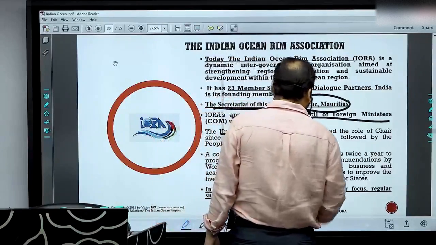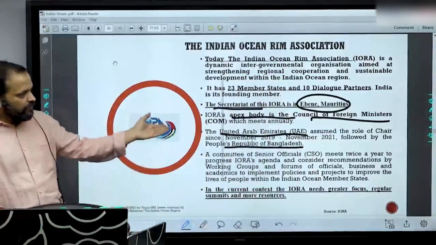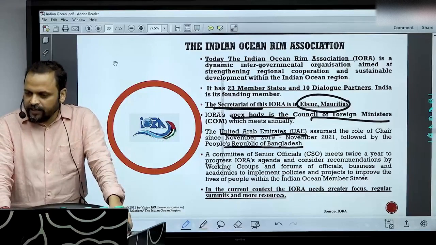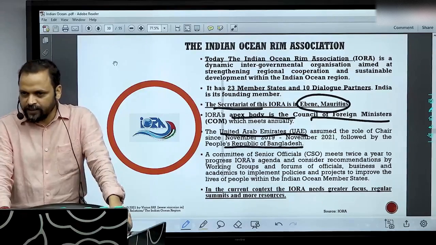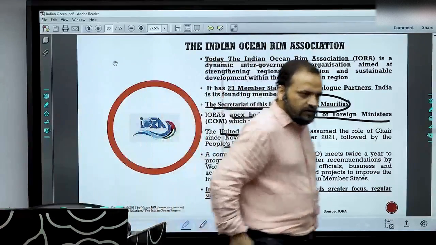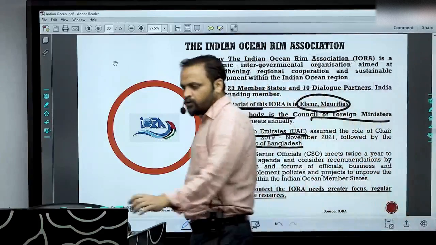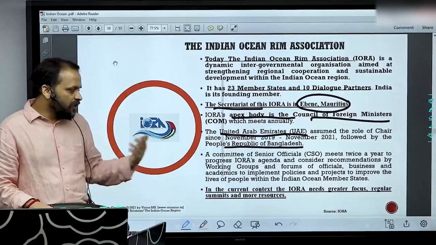Right? Now, UAE chaired the grouping from 2019 to 2021. Current chair of Indian Ocean Rim Association is Bangladesh. Previous chair was UAE. So, Bangladesh would be leading the IORA till mid 2023. And then you would have a new chair.